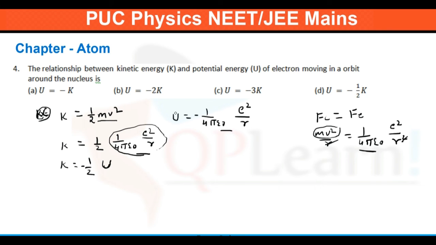Or else you multiply by minus, so this will become minus and this will become plus. Where this is the formula, there you substitute minus U. Minus U means minus will come here, U is here. So finally U is equal to minus 2K. So U is equal to minus 2K is the final answer. That is option B.